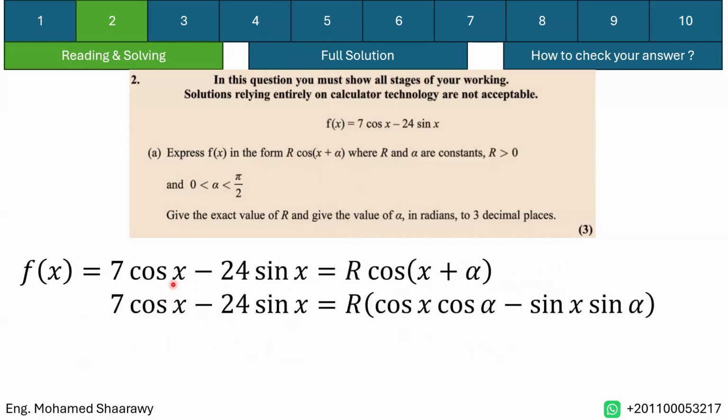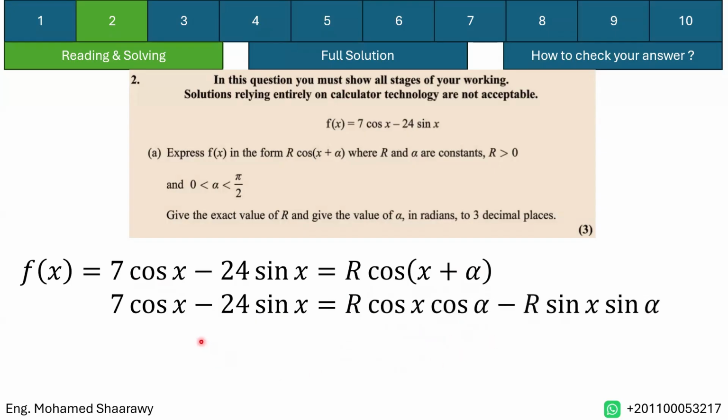So 7 cosine x minus 24 sine x equals r cosine of x plus alpha. I need to write this in the form of this. Okay, now let me expand this cosine. It will be cosine cosine minus sine sine, and this formula is given in the formula sheet. Okay, now let me expand these r here and there.